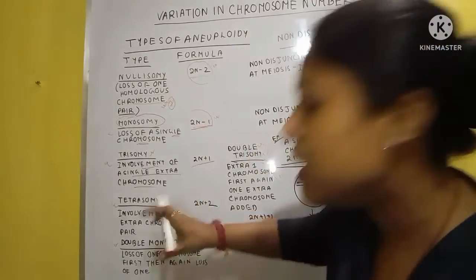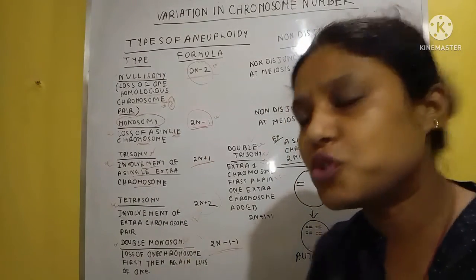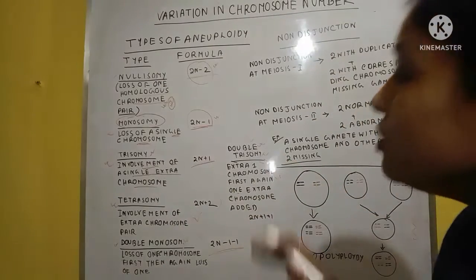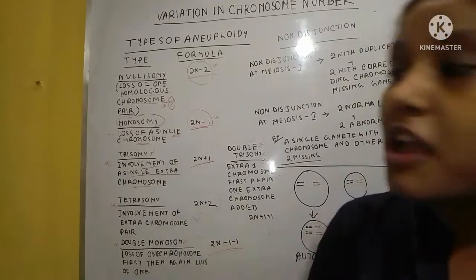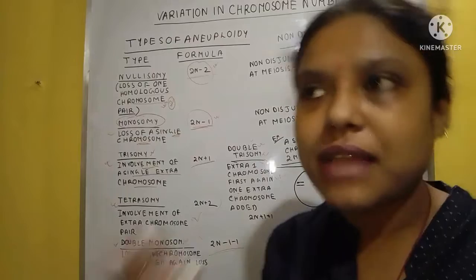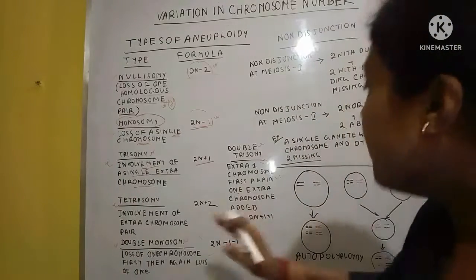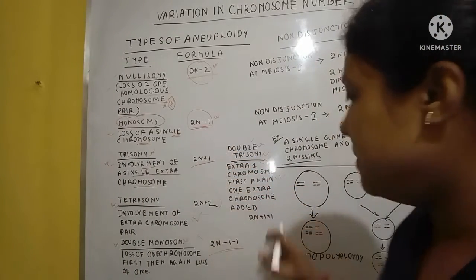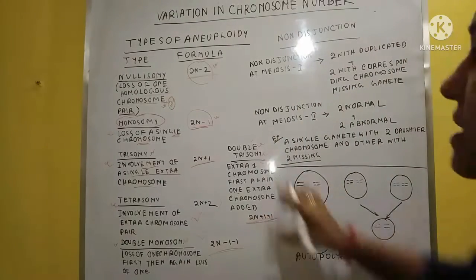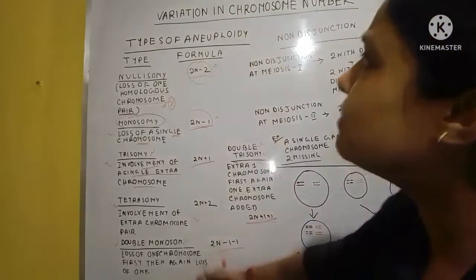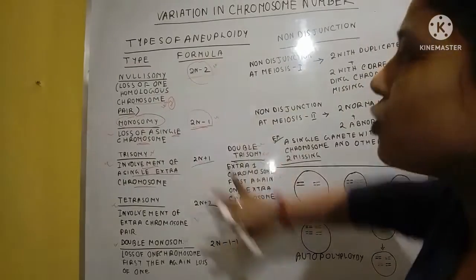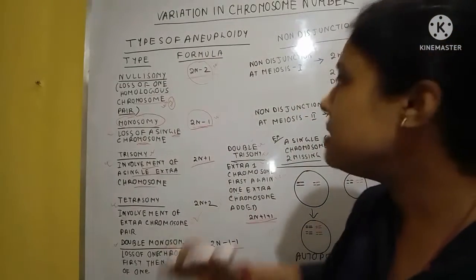In case of trisomy, one pair of extra chromosomes is added simultaneously. But in case of double trisomy, the chromosomes are not added simultaneously. First addition of one chromosome we can see, and then after, the addition of one more chromosome. So this is called the double trisomy, and the formula is 2n plus 1 plus 1. So these are the types of aneuploidy, or chromosome number variation, you can see.